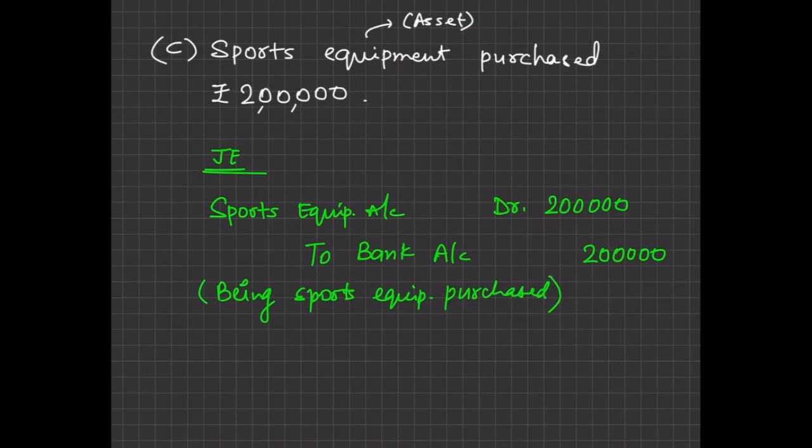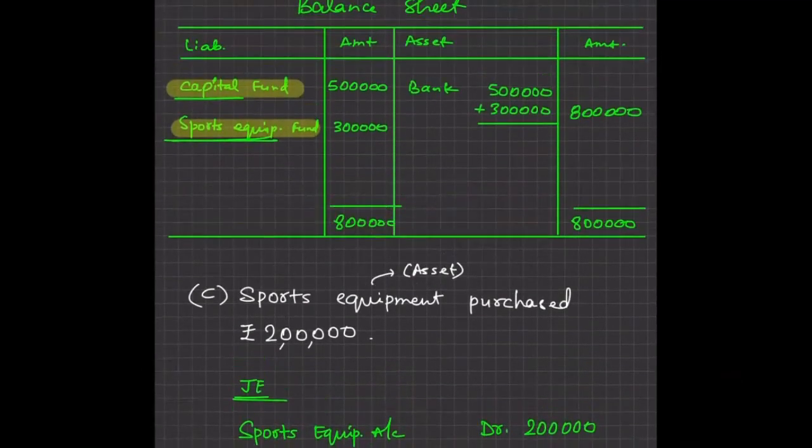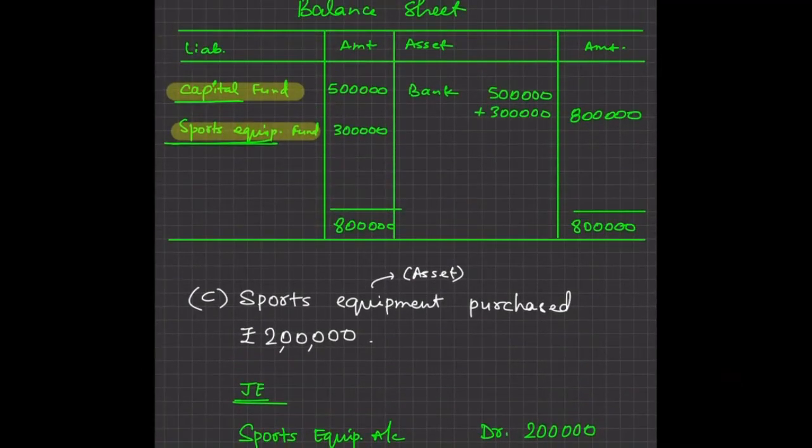Now let us see how my balance sheet will look. So if I purchased an asset, my sports equipment will be shown as an asset of 2 lakhs. And if I made a payment from the bank, so my bank balance would reduce. So this would be 5 lakhs plus 3 lakhs minus 2 lakhs. That would become 6 lakhs. Now, if you look at the balance sheet right now, and if you look at the bank account, how much money is left in the bank account? Sir, 6 lakh is left.